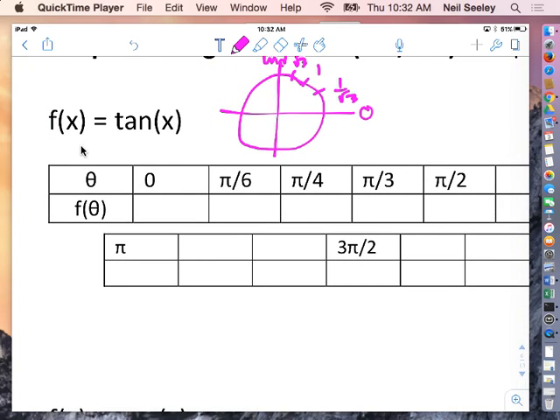So when I say what's the tangent of 0? It's definitely 0. Pi over 6 is that 1 over the square root of 3 I mentioned, or square root of 3 over 3 if you prefer, that's fine. There's 1, and square root of 3, and then undefined.